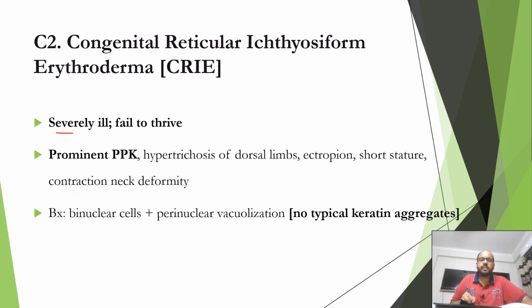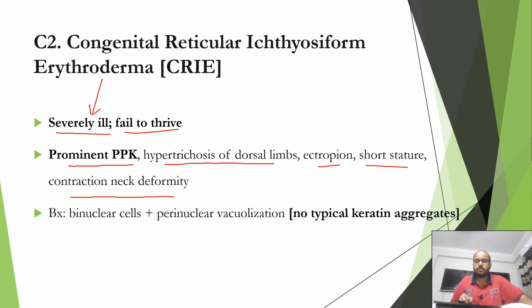Now this is a severe disease. Any erythroderma is severe. Always remember, any erythroderma in dermatology is severe. It's an emergency. So severely ill, the child may have failure to thrive. There's prominent PPK, prominent palmoplantar keratosis, hypertrichosis of dorsal limbs, ectropion, short stature, and contractural neck deformities. On biopsy, you will see binuclear cells, that means cells with two nuclei, with perinuclear vacuolization, but you will not see keratin aggregates. Remember, in epidermolytic ichthyosis, on electron microscopy, you had keratin aggregates. Here, you will not see keratin aggregates, because the mutation is different.